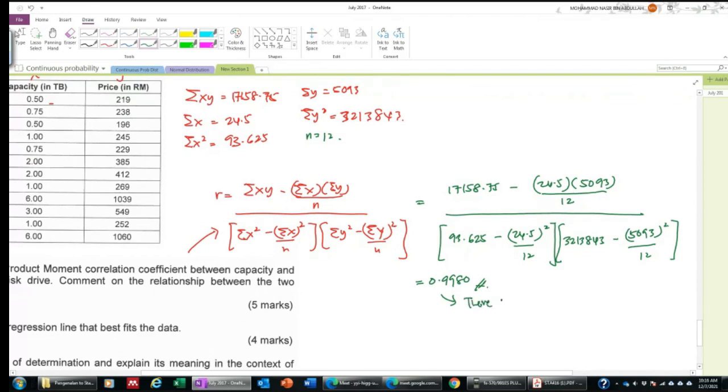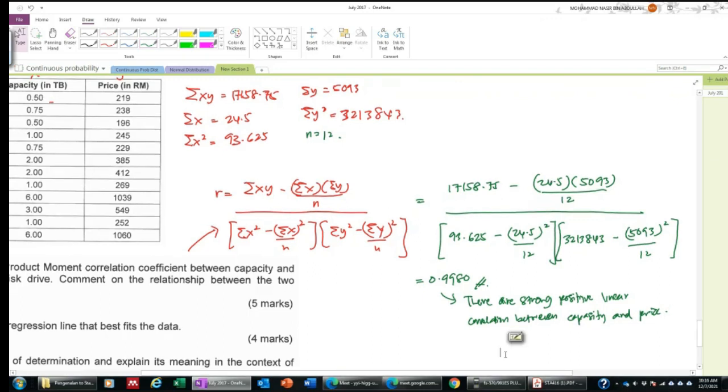there are strong positive linear correlation between the capacity and price of the hard disk, right?